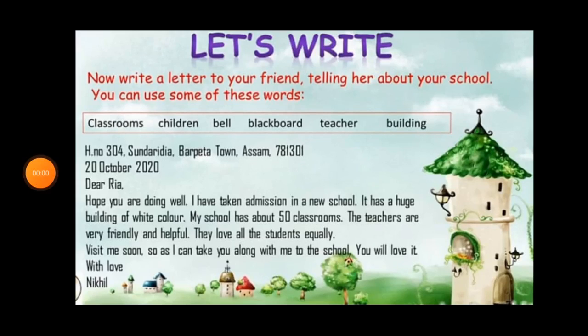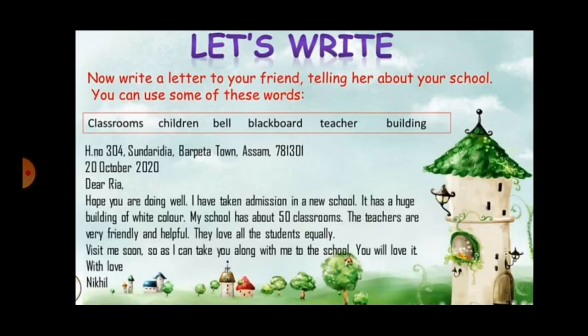Next exercise is let's write. In this, first you have to read these words and then you have to write a letter to your friend telling her about your school by using these words. Let us see these words: classrooms, children, bell, blackboard, teacher, building. So by using these words, you have to write a letter to your friend.